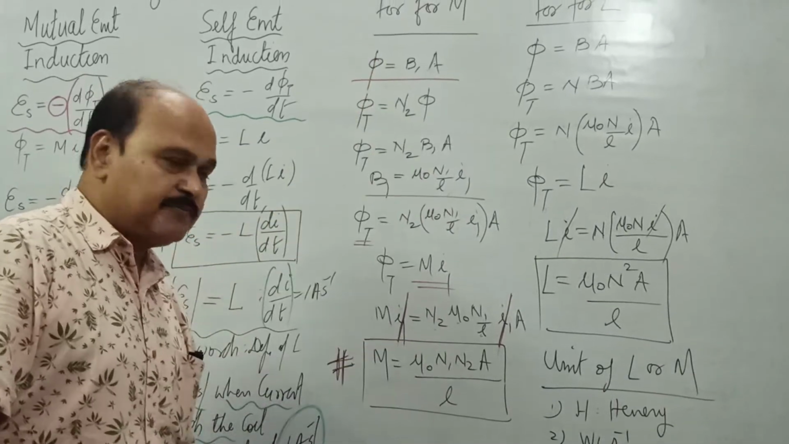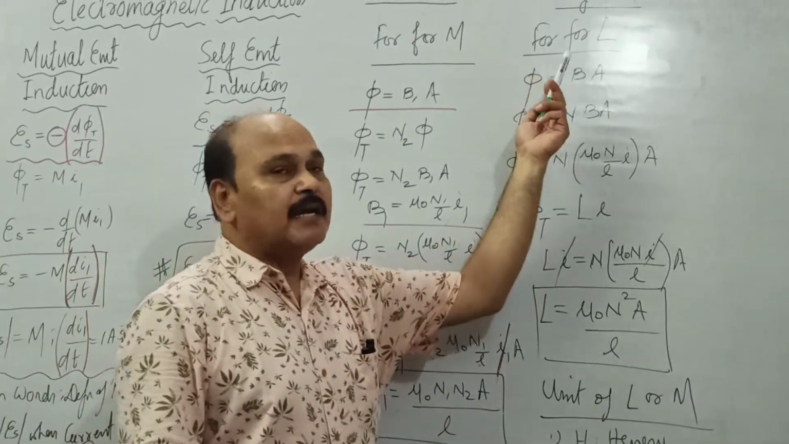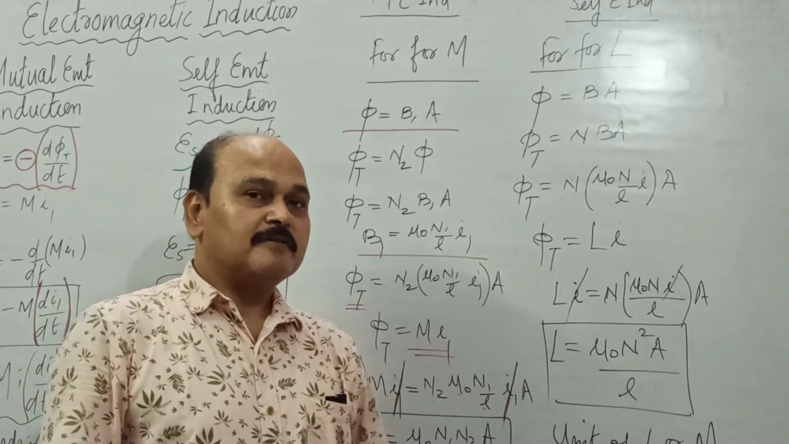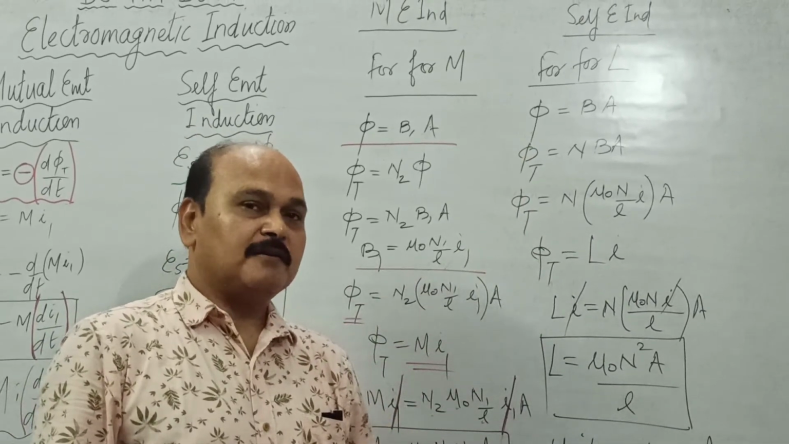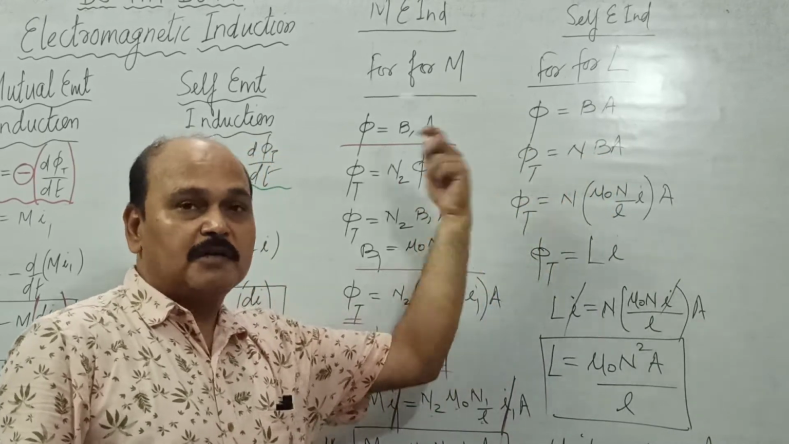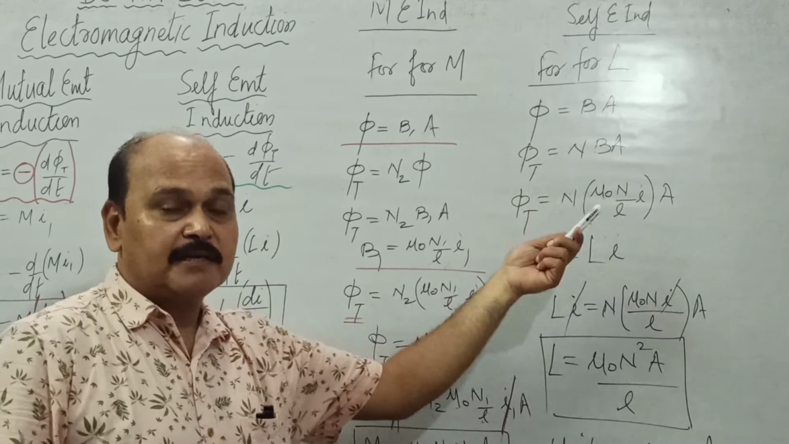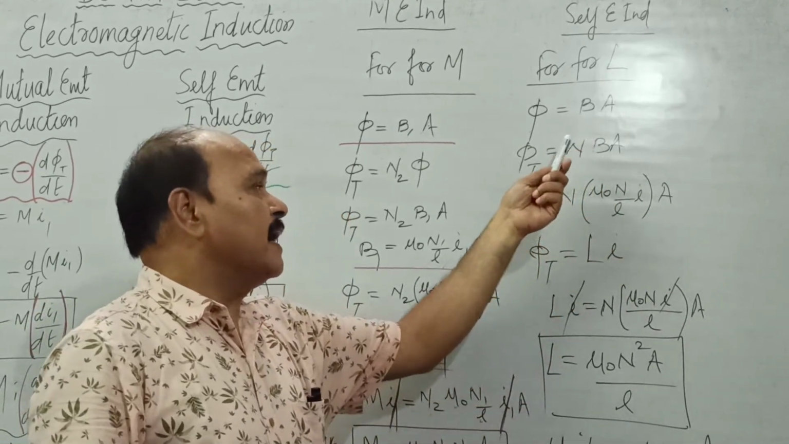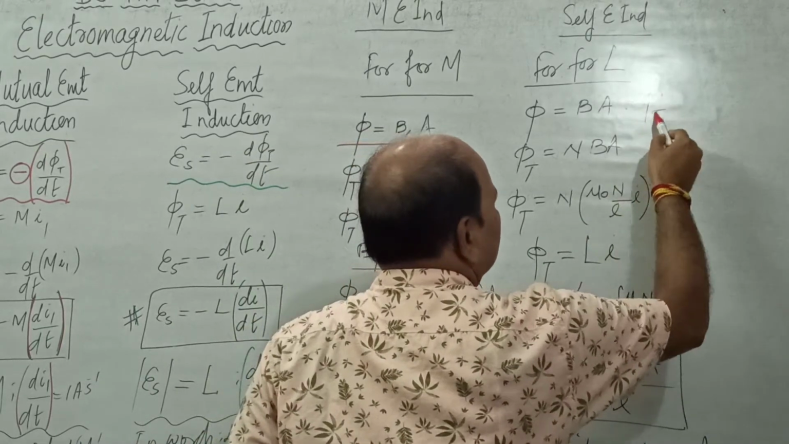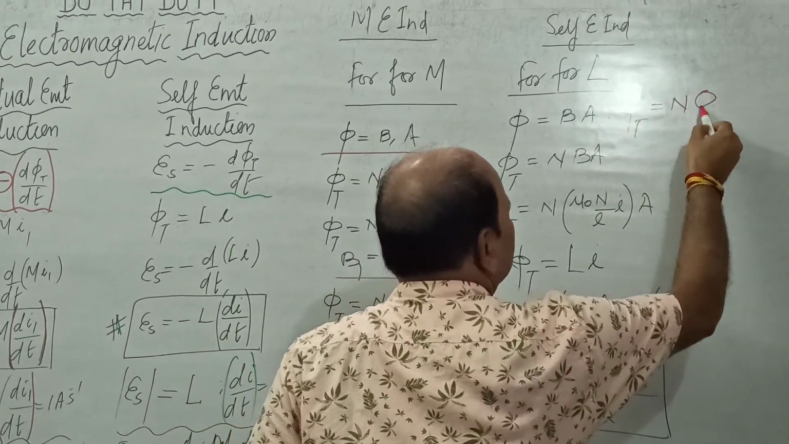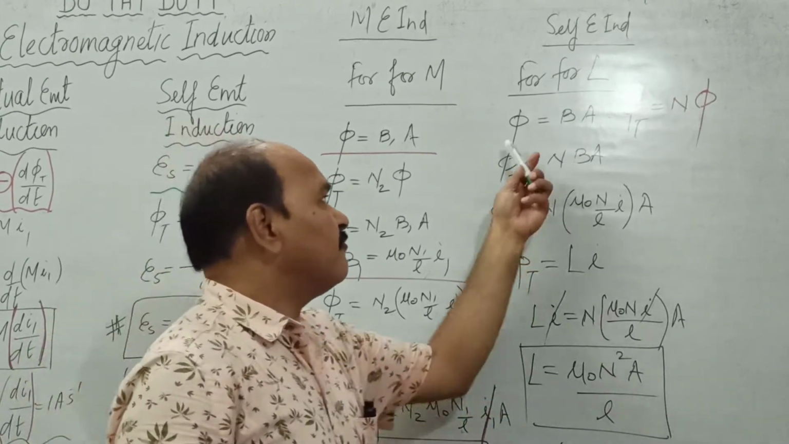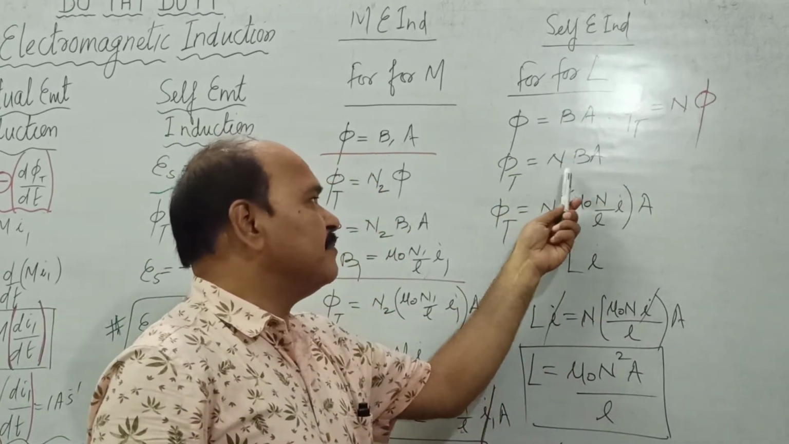Exactly in the same way as we have derived M, we can also derive L. What is phi? Phi is the flux passing through one turn of the coil, which is BA. What is the flux passing through all turns of the coil? If there are N turns, then the total flux would be N times the flux passing through one turn. So if we substitute the value of phi here, we get total flux NBA.